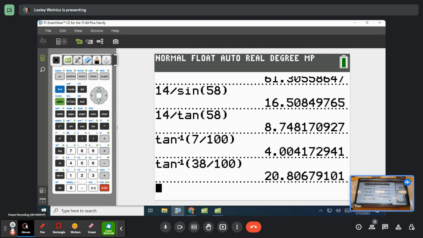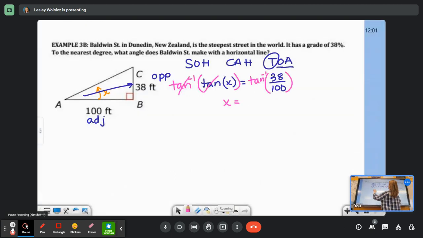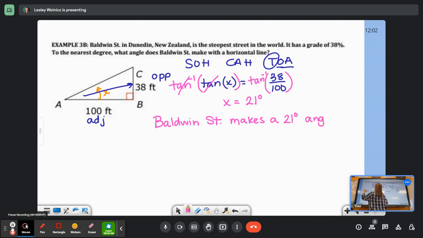What does it say to round to? Nearest degree. So 21 degrees. So Baldwin Street makes a 21-degree angle with the horizontal.